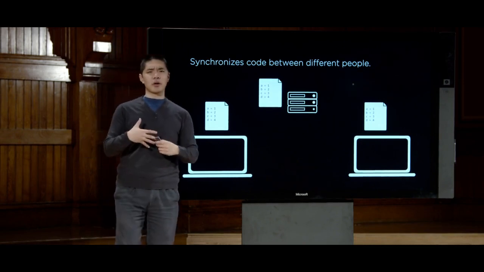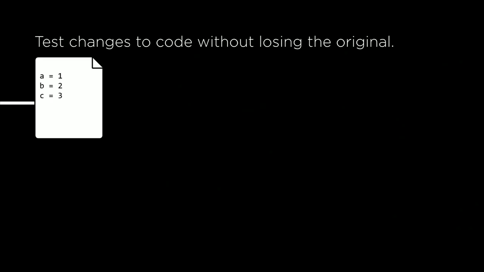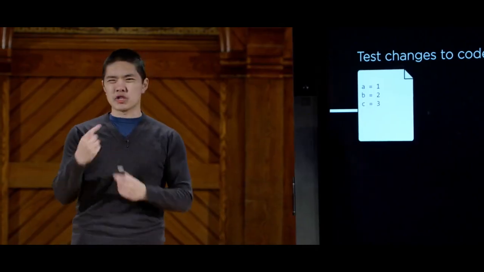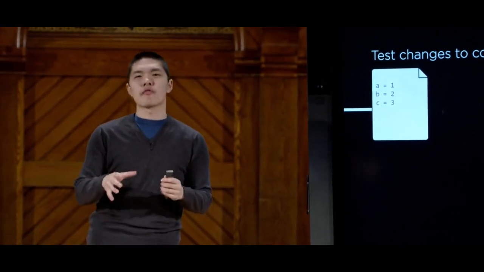Git also enables us to do a number of other things. For example, Git allows us to test changes to our code without removing access to the original. So you might imagine that as I'm working on writing a program, I might want to try making some changes, but I'm not sure if they're quite going to work.